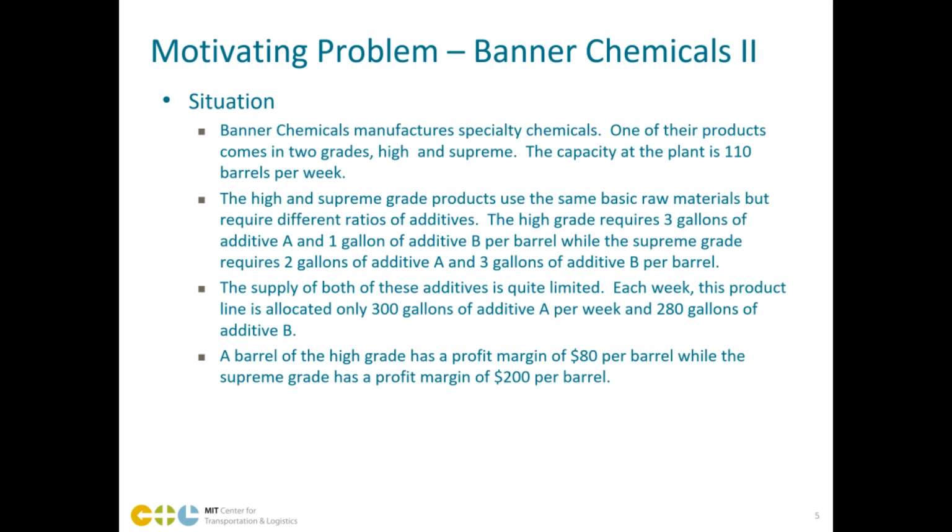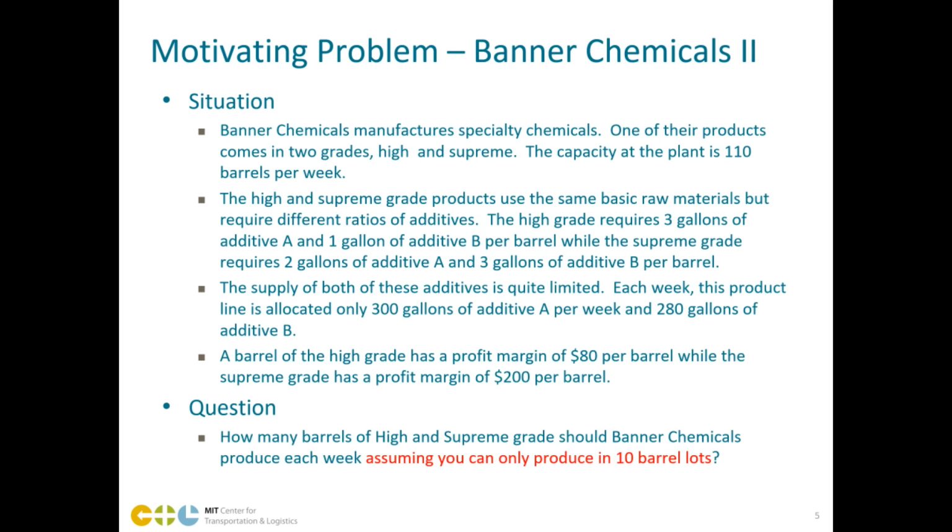The capacity at the plant is set at 110 barrels. Each of the two products requires different amounts of additive A and B. You have limits on the amount of additive A and B that you have, and each grade has a different profit margin. And we asked you to find the optimal mix of high and supreme grade barrels to produce to maximize your profit. And we did that with linear programming. Piece of cake. Now we're going to put a little twist on it.